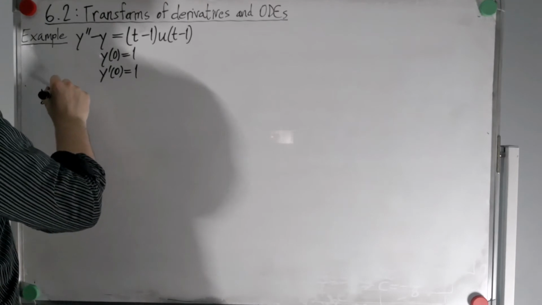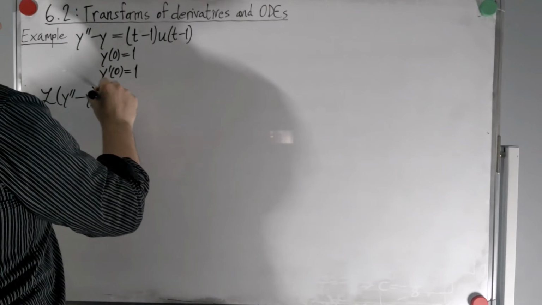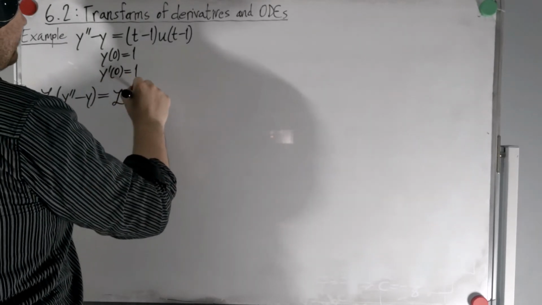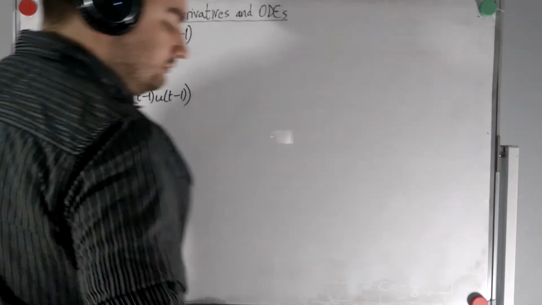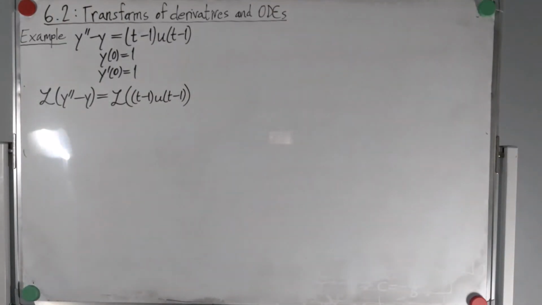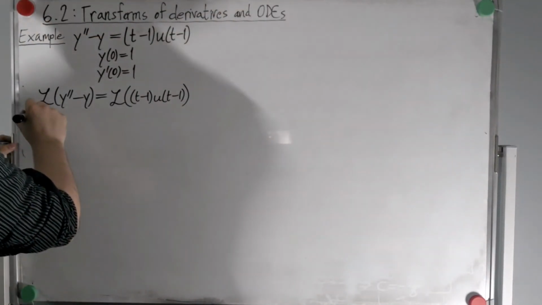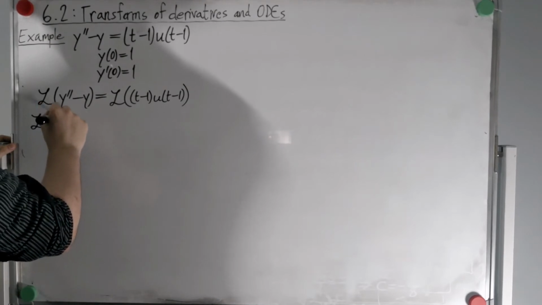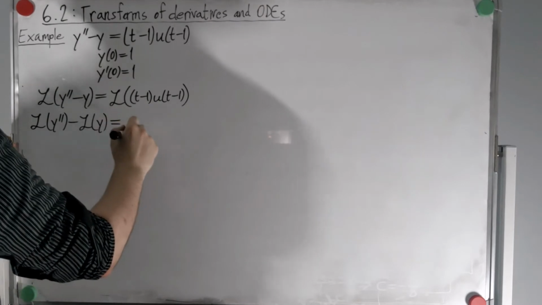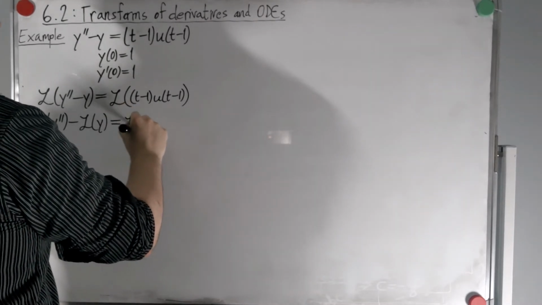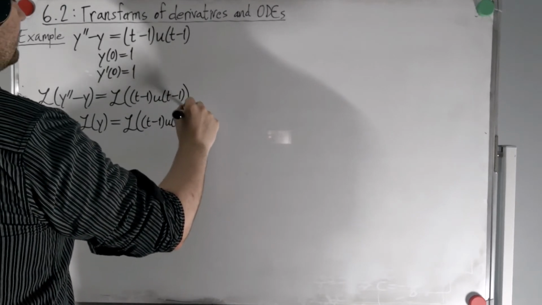So you take the Laplace transform of both sides. The Laplace transform of y'' − y equals the Laplace transform of (t − 1) u(t − 1). Then what we have here is, by linearity, the Laplace transform of y'' minus the Laplace transform of y equals the Laplace transform of (t − 1) u(t − 1).